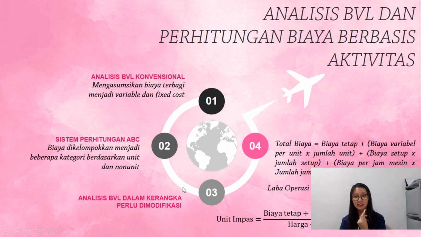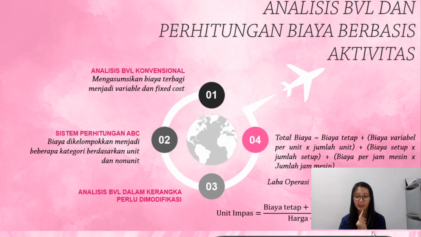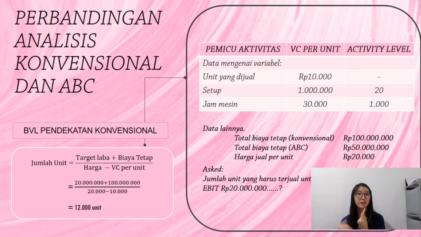And then the next one is the break-even. Usually the break-even is only the fixed cost over the price minus the variable cost per unit, right? But here, it is the fixed cost plus another cost based on the cost driver also. I will give you an example to make it easier to compare the conventional analysis and the ABC combined with CVP. The first one is the conventional approach. With the usual formula, we get the answer of 12,000 units.